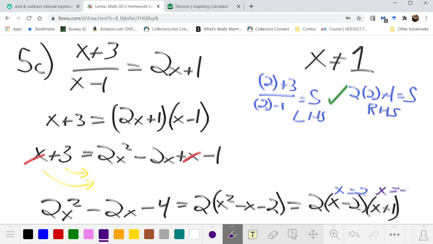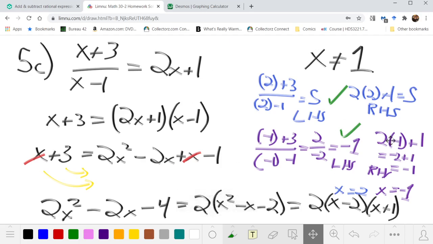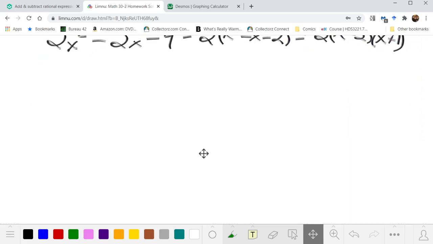And our x equals -1, I'm going to check in purple. -1 plus 3 over -1 minus 1 is a 2 over -2 is a -1 on the left-hand side. And 2 times -1 plus 1 is a -2 plus 1 is a -1 on the right-hand side. Both sides are -1, so that checks out. So both of our solutions here are valid.